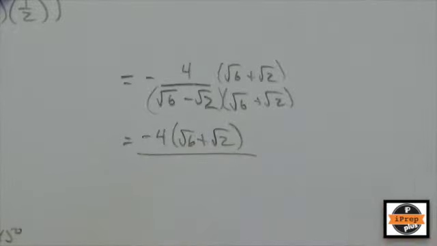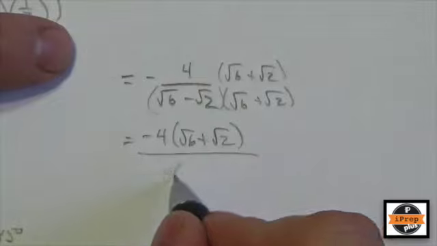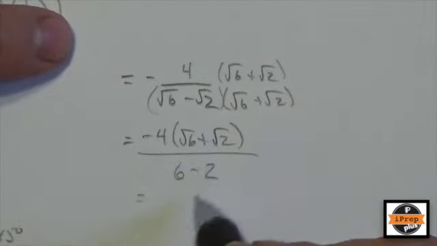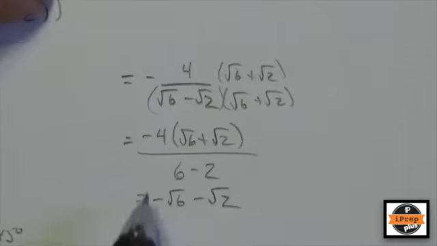I'll distribute that through in a bit here if I have to. This is going to become 6 minus 2, okay, which is going to be 4, which will cancel with the 4 in the numerator, and then the negative will just distribute through, and this will become negative root 6 minus root 2. And so that's the final answer that we're looking for in this question.